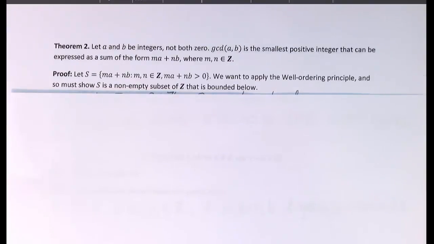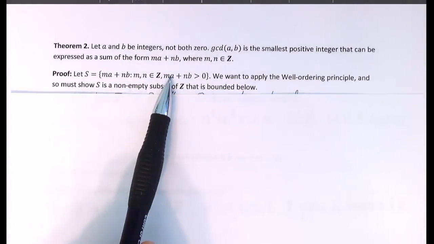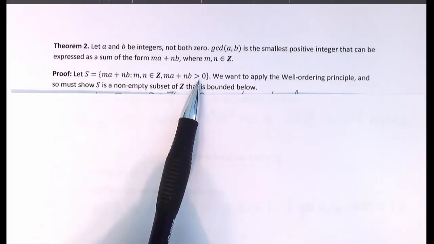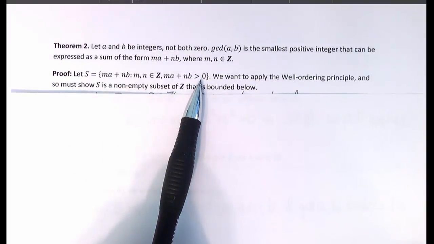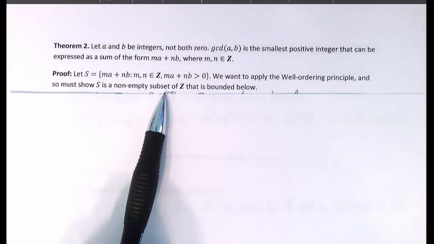The way we'll prove that is to consider the set S of all possible linear combinations of A and B, where the coefficients on A and B are integers, and where the linear combinations are strictly positive. We'll do this by applying the well-ordering principle to select the smallest of these linear combinations. Before we can do that, though, we need to prove that the well-ordering principle applies. It applies if we can show that S is a non-empty subset of Z that is bounded below.